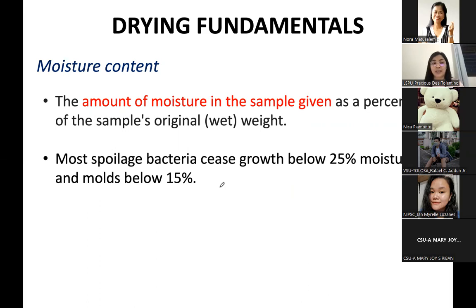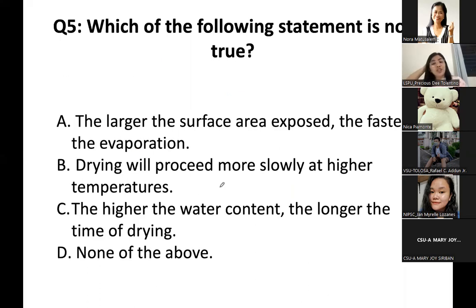10%. Ayan. So question number 5, which of the following statements is not true? Not true, ibig sabihin false. A, the larger the surface area exposed, the faster the evaporation. B, drying will proceed more slowly at higher temperatures. C, the higher the water content, the longer the drying time. D, none of the above. So what is the correct answer? A, B, C, D.